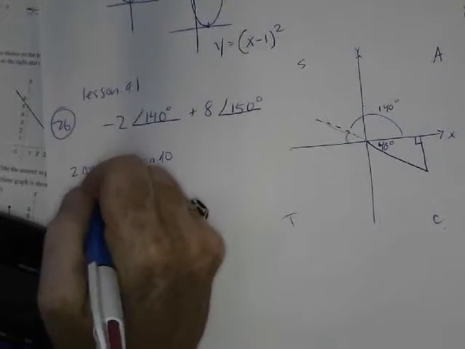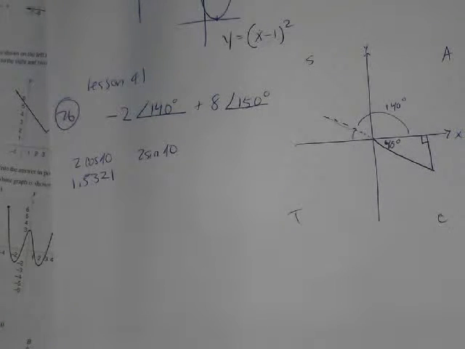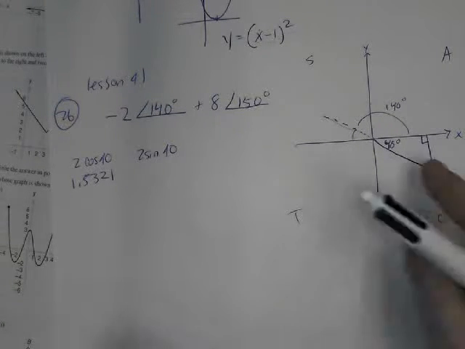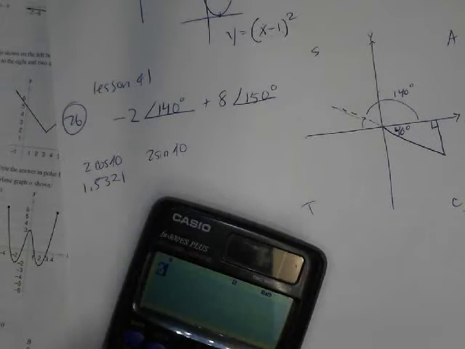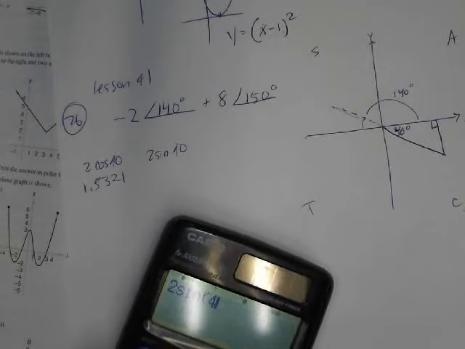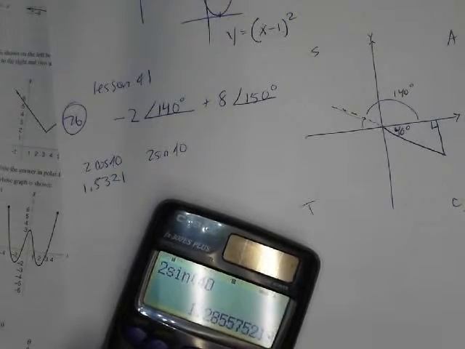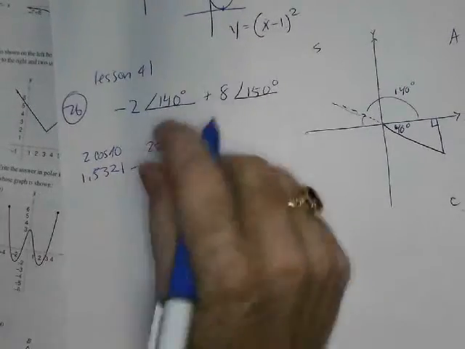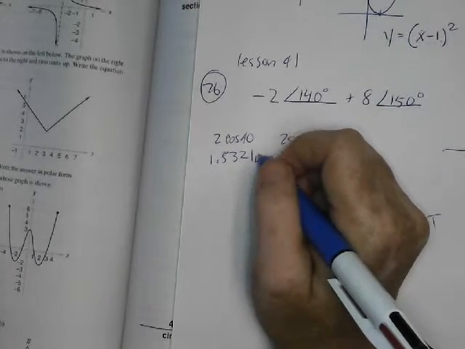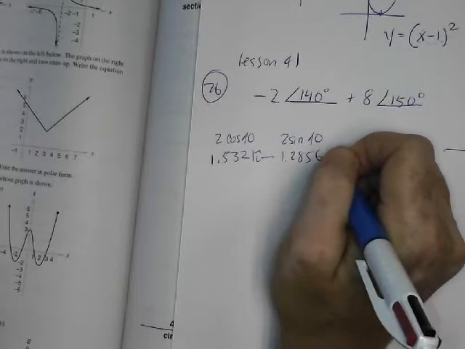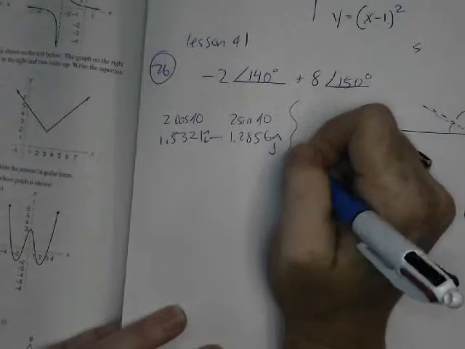So it's 1.5321. Okay, and then sine, I guess sine's going to be negative over here. Can you guys see that? 2 sine of 40. And that's 1.2856. Oops. Now I forgot my little i hat and my little j hat. Okay, that's the first one, and then for the second, I'll just make a little squiggly.